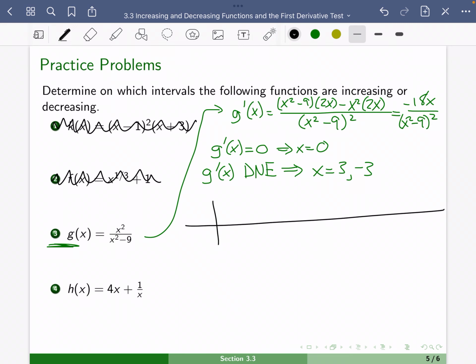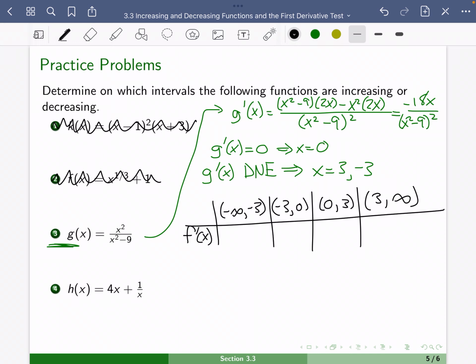So we are going to go from negative infinity up to negative 3. We'll then pick up at negative 3 and go to 0. And then we'll go from 0 to 3. And then we will go from 3 to infinity. And we're doing a sign chart for our first derivative.